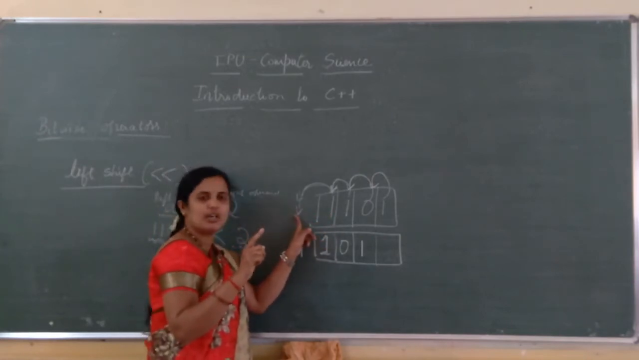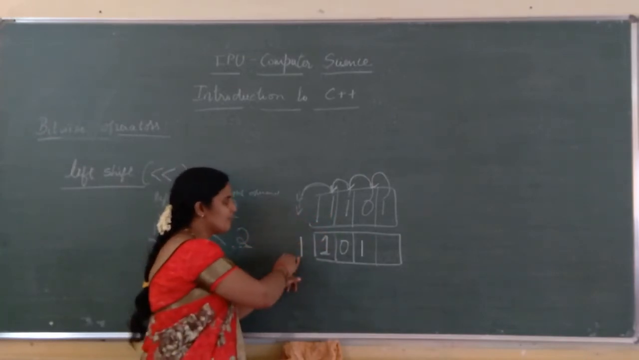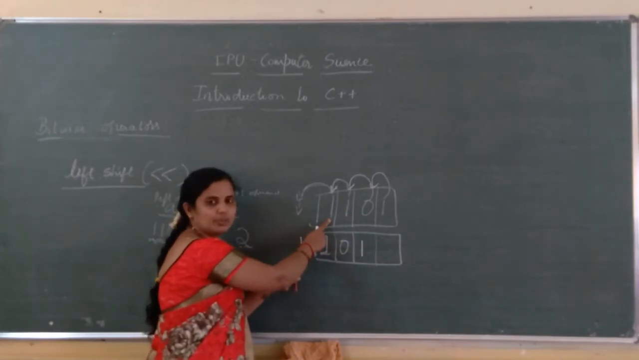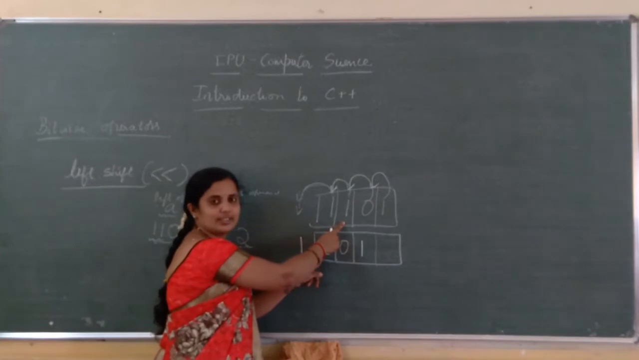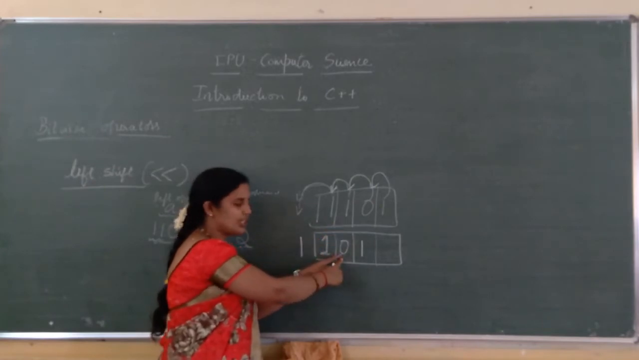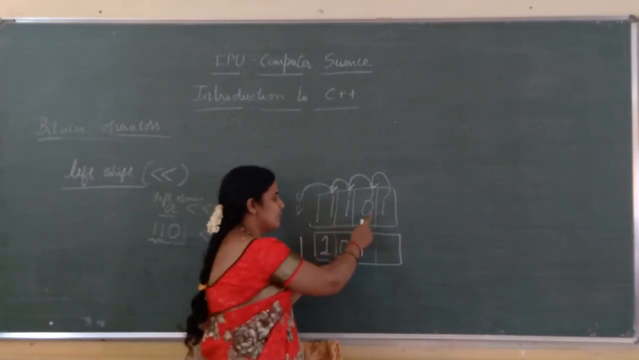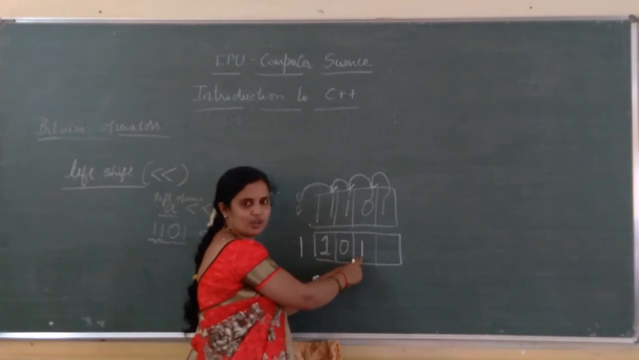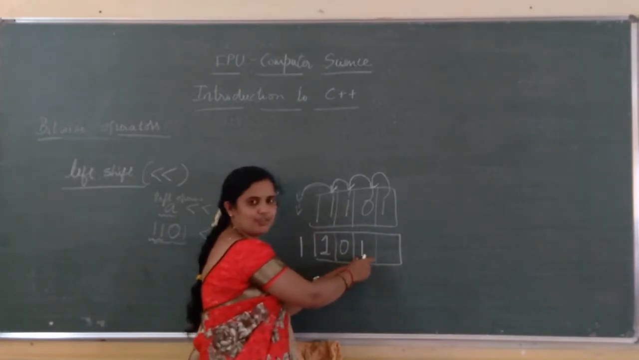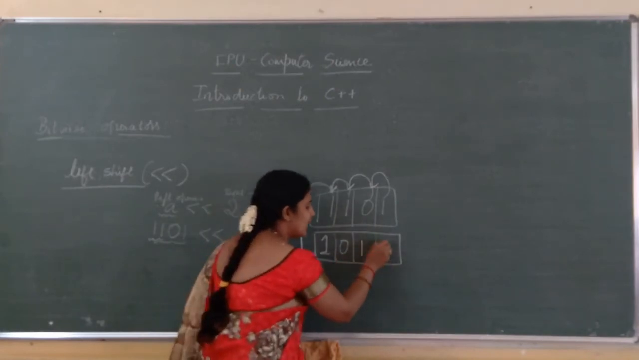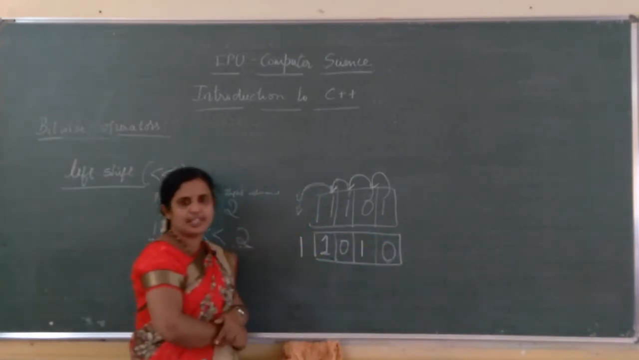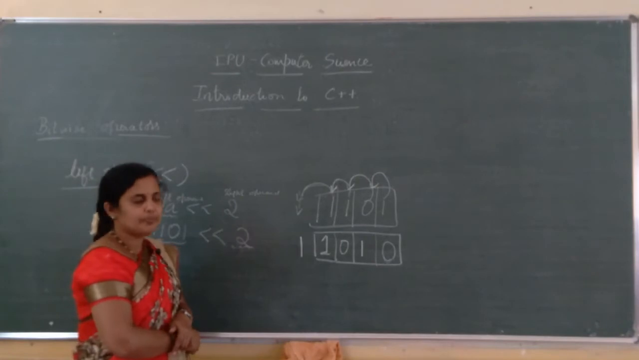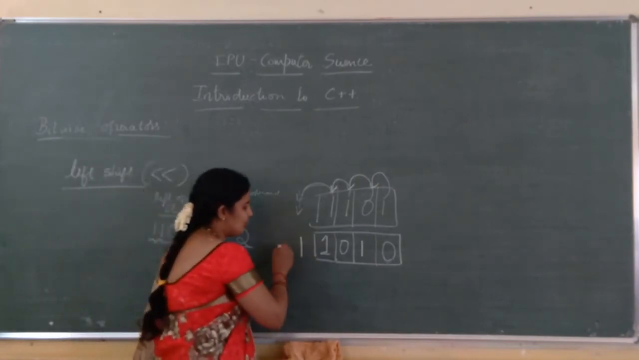This 1 is shifted out. Okay, so it came here. This 1 is shifted to the next position. So it returned here. This 0 is moved to the next bit position. So 0. Okay, this 1 is shifted to here. So this is 1. Okay, what about this? This is left blank, isn't it? So here I have to put 0. Here I have to put 0. Okay, next 1 bit shift is done.